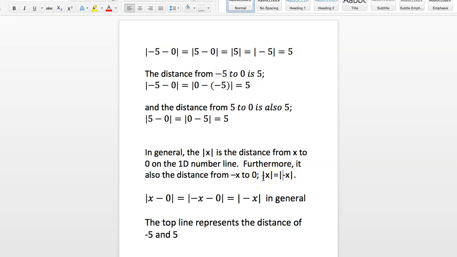Now, the absolute value of 0, we define that to be 0. So, the absolute value of 0 is 0, which is neither negative nor positive. The absolute value of anybody else is positive.